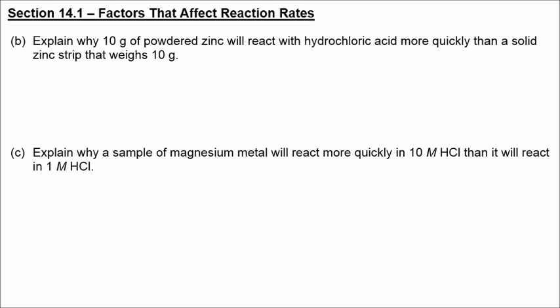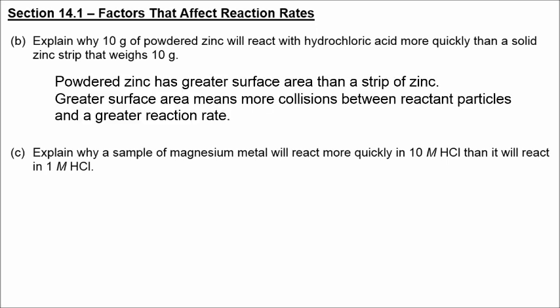Explain why 10 grams of powdered zinc will react with hydrochloric acid more quickly than a solid zinc strip that weighs 10 grams. Well, the powdered zinc has greater surface area than a strip of zinc, and the greater surface area means more collisions between reactant particles and a greater reaction rate.